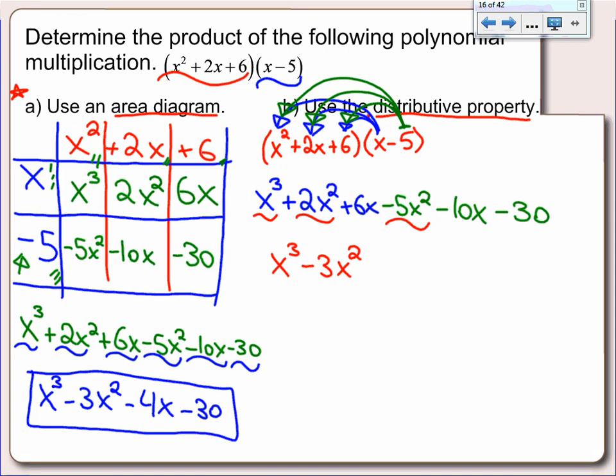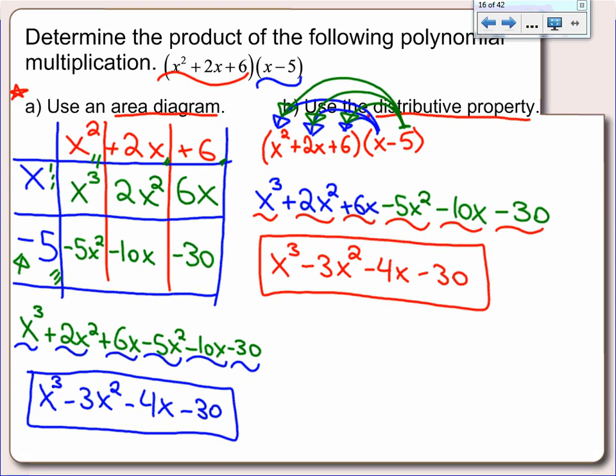X's go with x's. So if you have 6x minus 10x, you have negative 4x. And lastly, negative 30 can't go with anything else because it's a constant. There's no other constants. That's your final answer. And you should notice we have the same answer using either method, which is why it's your choice.